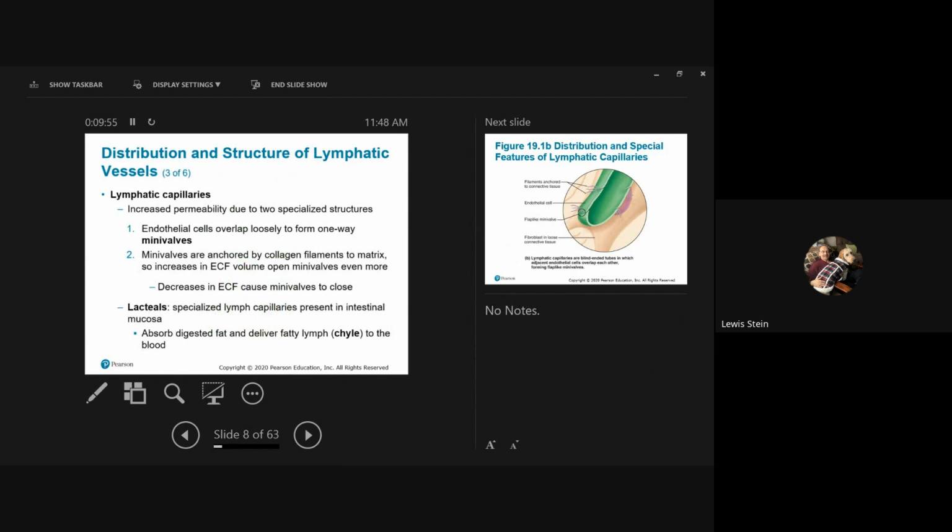So there's increased permeability because they have little valves, okay? And the mini valves are anchored, okay? And so when there's more extracellular fluid, when there's more stuff in there, it opens them up.